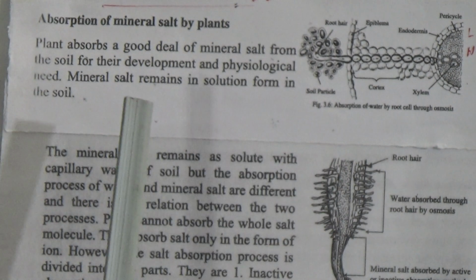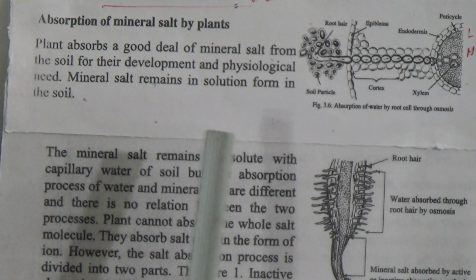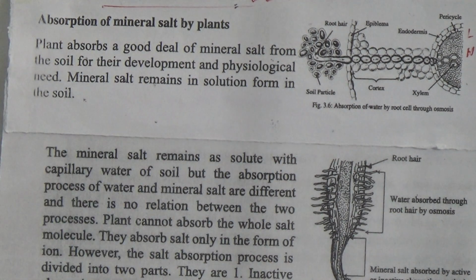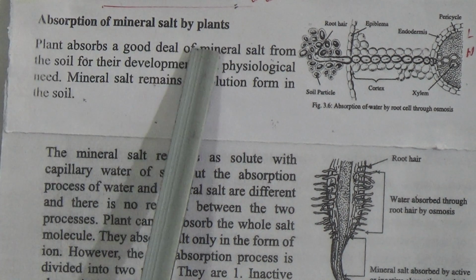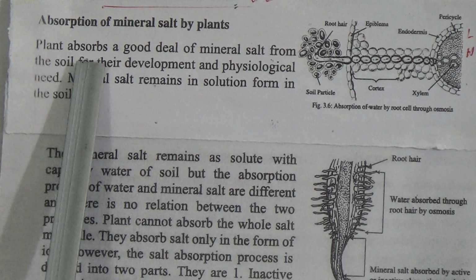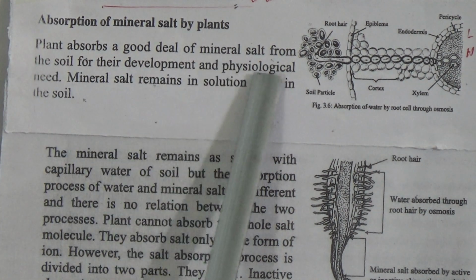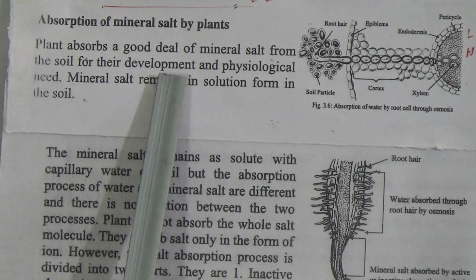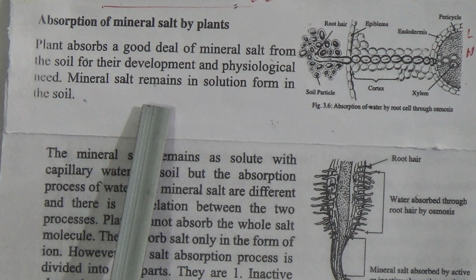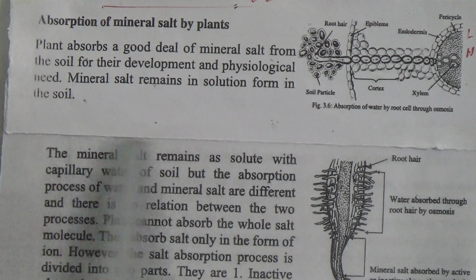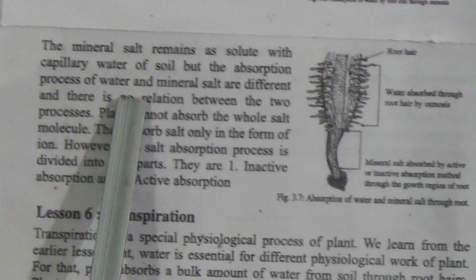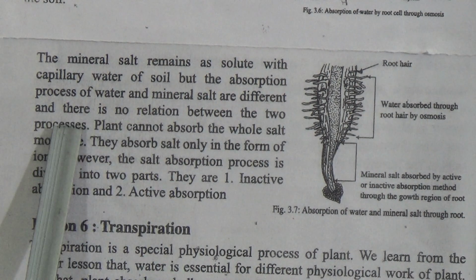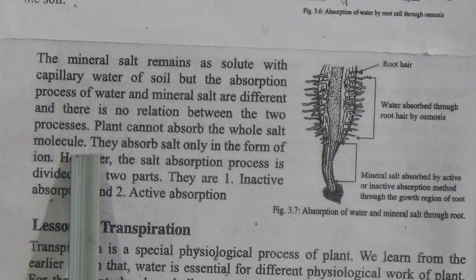My dear students, in our previous class we have discussed osmosis, the importance of osmosis and the absorption of water. Today in this class we will discuss the absorption of mineral salts by plants. Plants absorb a good deal of mineral salt from the soil for their development and physiological need. Mineral salt remains in solution form in soil, as solute with capillary water of soil, but the absorption processes of water and mineral salts are different, and there is no relation between the two processes.